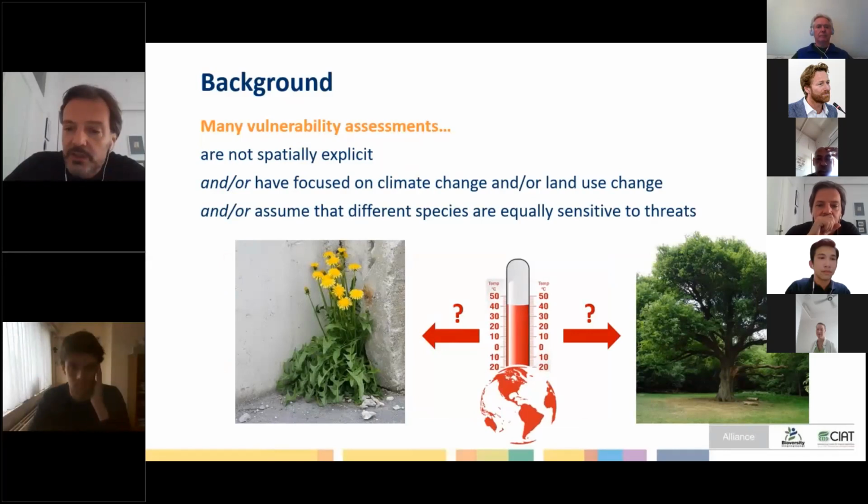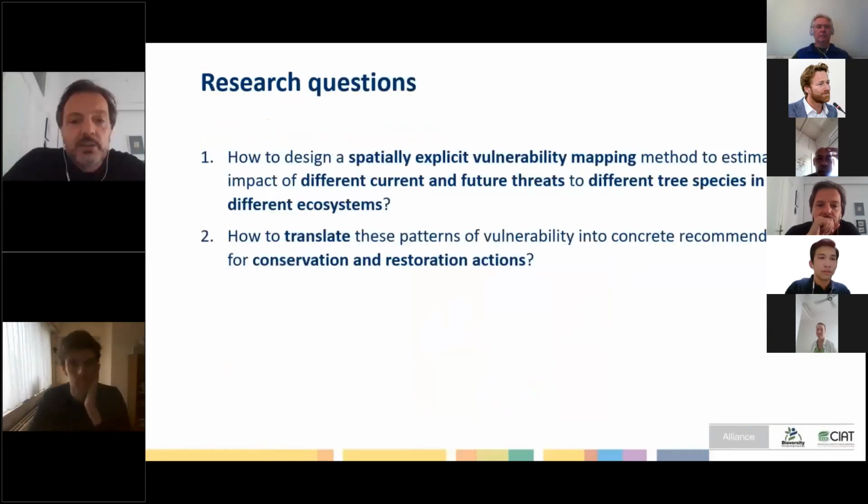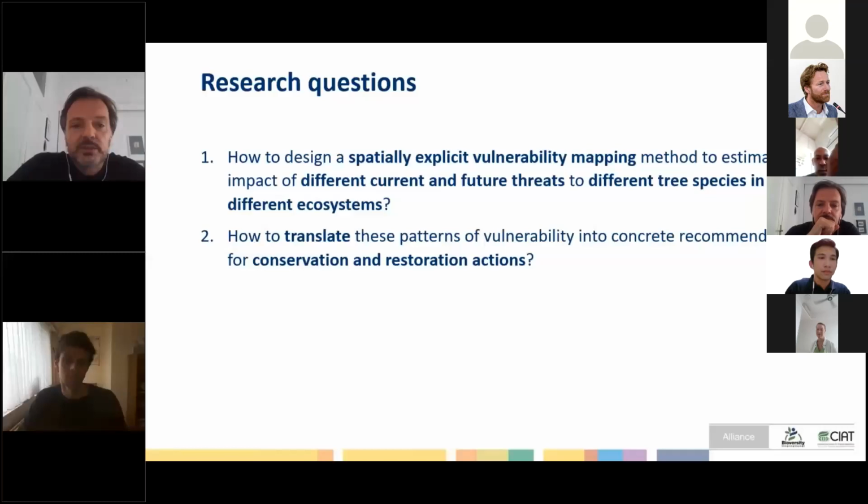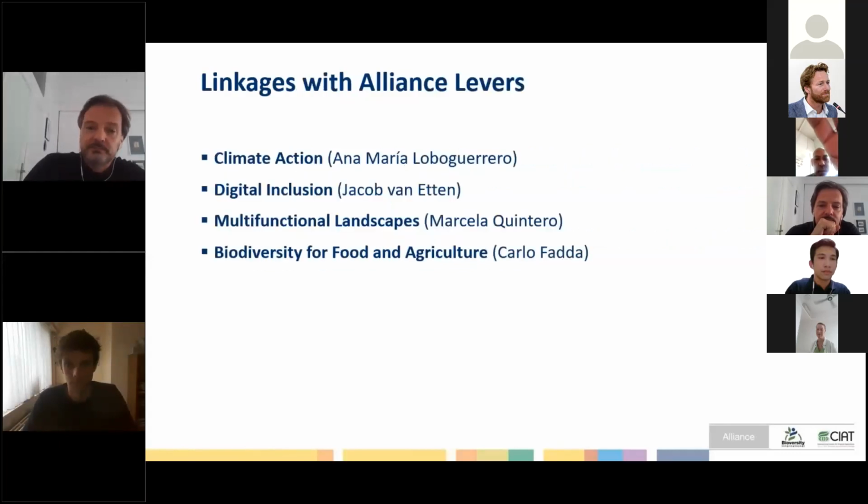And our research questions were mainly, how could we design a spatially explicit vulnerability mapping method to estimate the impact of different current and also future threats to different tree species in different ecosystems? From the beginning, the idea was very clear that we wanted to implement that globally, as we work in 3 different regions, where we also have forest genetic resources networks. And secondly, how could we translate these patterns of vulnerability into concrete recommendations for conservation and restoration activities?